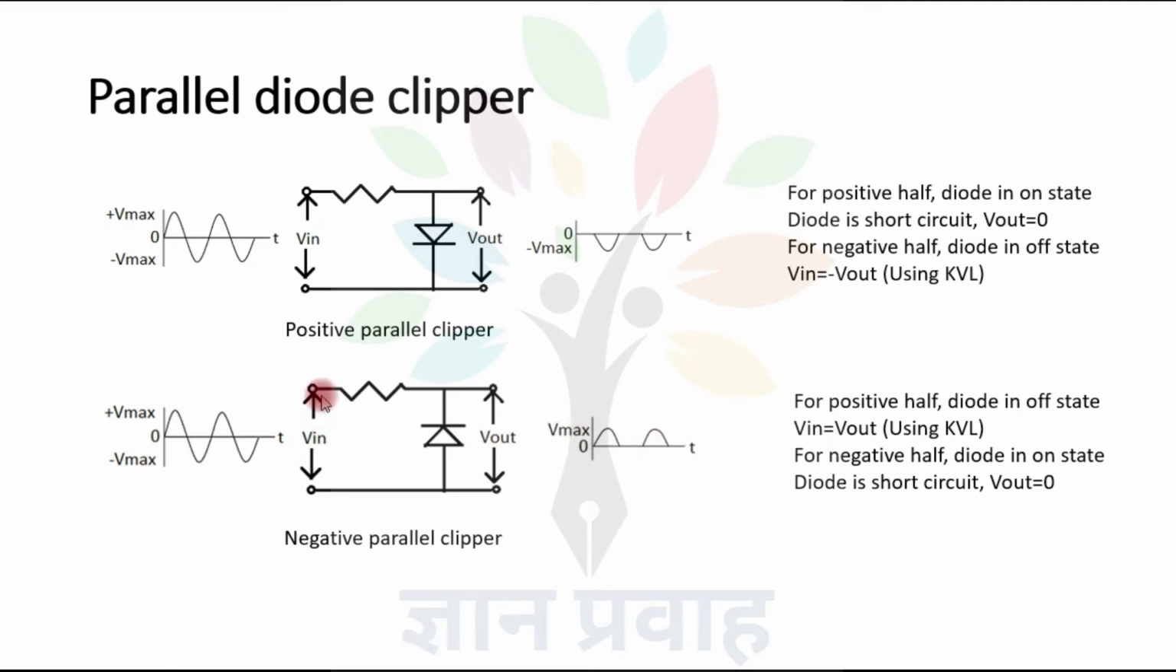For the negative half, this terminal is negative, this one is positive. It means this PN junction diode is operating in forward bias and acts as a short circuit. It means the voltage drop is 0, or V out is 0. So negative halves are clipped off from here.